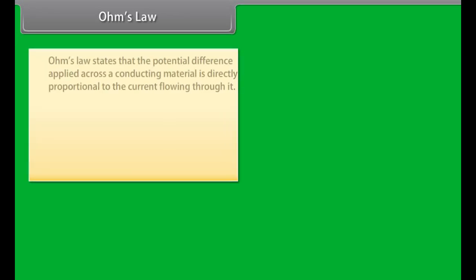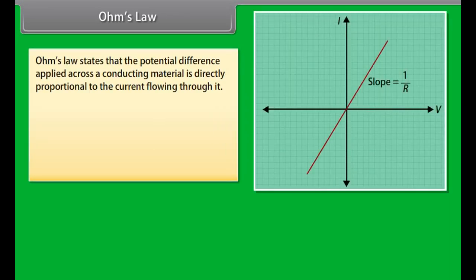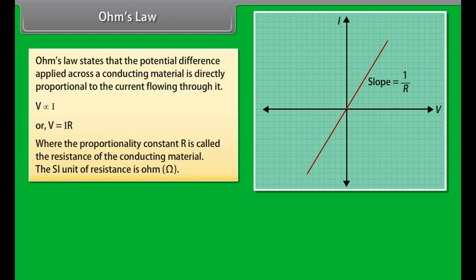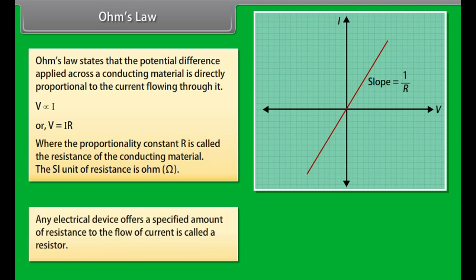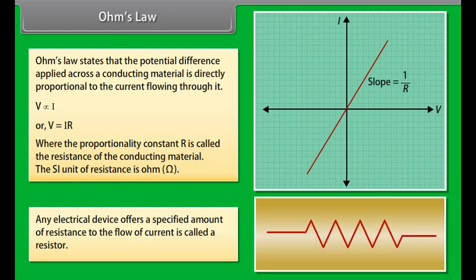Ohm's law. Ohm's law states that the potential difference applied across a conducting material is directly proportional to the current flowing through it. V ∝ I, or V = IR, where the proportionality constant R is called the resistance of the conducting material. The SI unit of resistance is ohm. Any electrical device that offers a specified amount of resistance to the flow of current is called a resistor.